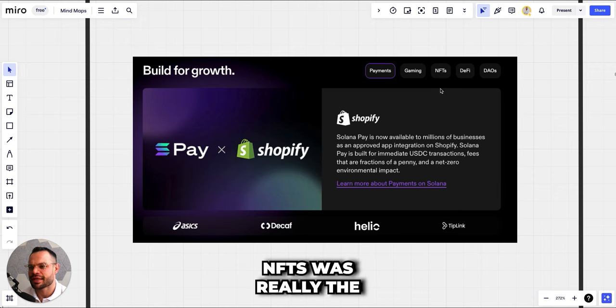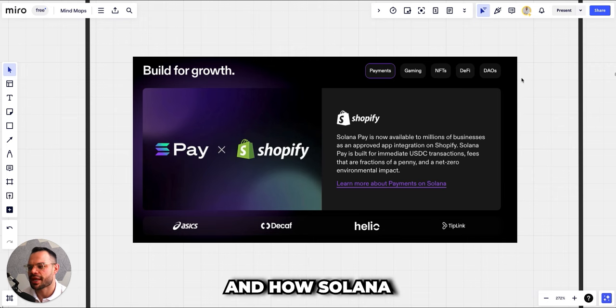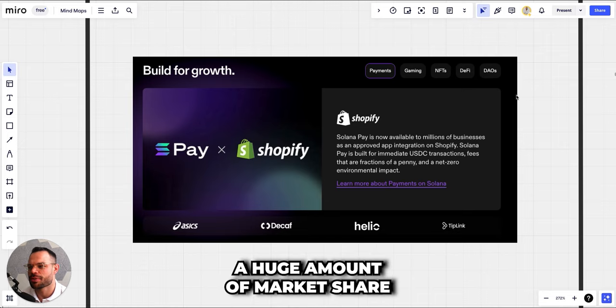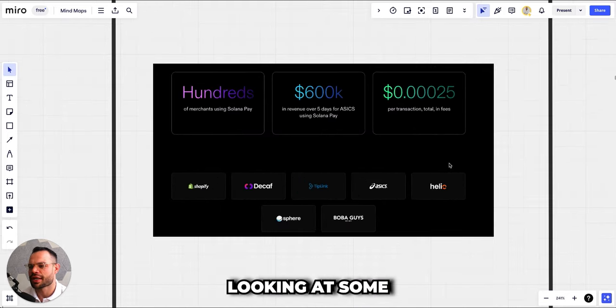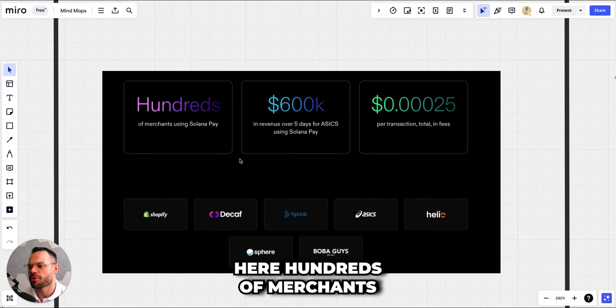NFTs was really the primary use case and how Solana gained a huge amount of market share in that past bull cycle. And just looking at some of the numbers here, hundreds of merchants using Solana Pay. This is for the e-commerce side of things specifically. 600,000 in revenue over 5 days for ASICS using Solana Pay.